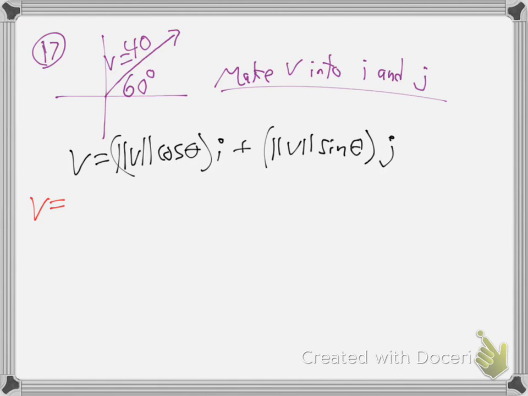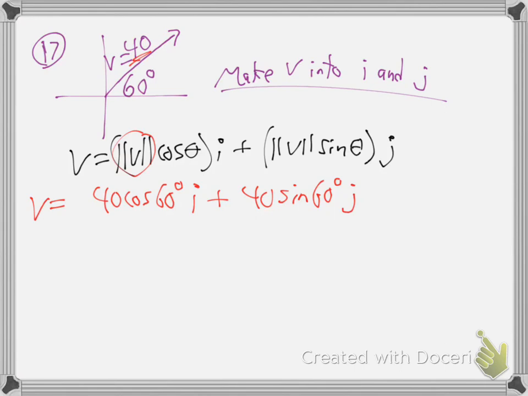So we're doing okay. What's the magnitude? That's the 40, right? We good with that? So that's the 40, cosine of 60 degrees I plus 40 sine 60 degrees J.